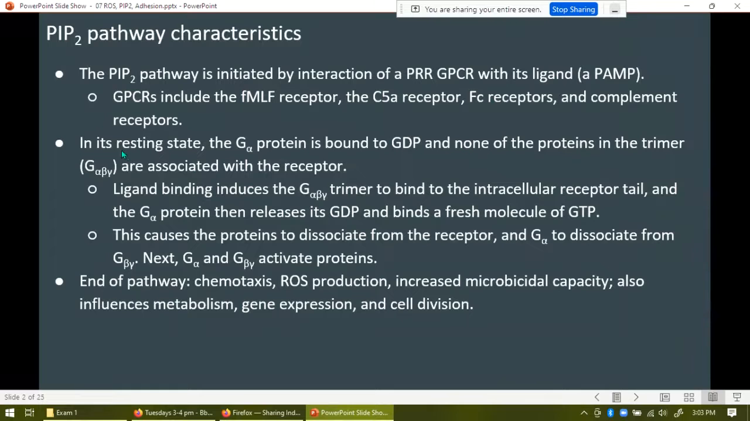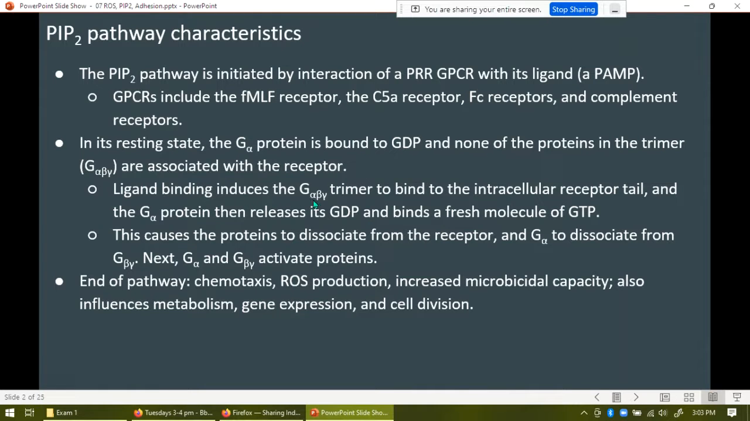The way that it works is that normally in a resting state, G alpha is bound to GDP, and it's also bound to G beta and G gamma. So it's a trimeric G protein composed of 3 subunits that are non-covalently bound. And G alpha is bound to GDP. None of the proteins in the trimer are associated with the receptor initially.